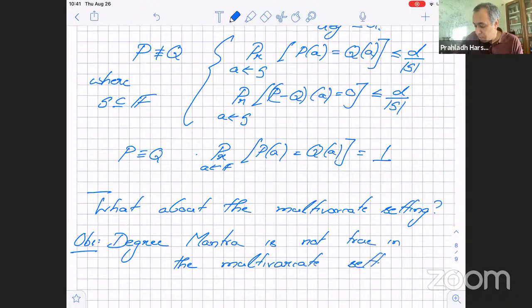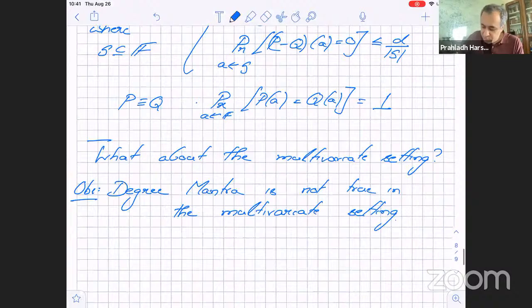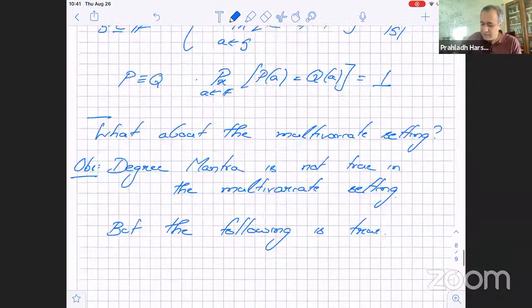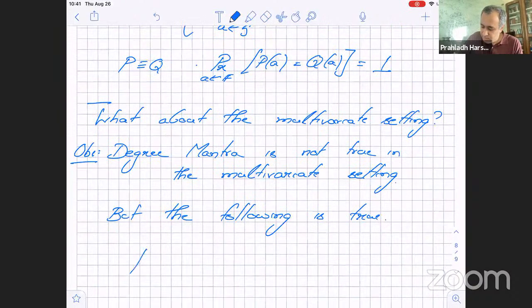And that's important to notice. You can't put a bound on the number of roots. But the following is true, which is good enough for us. That is exactly the same thing. Let me write it.